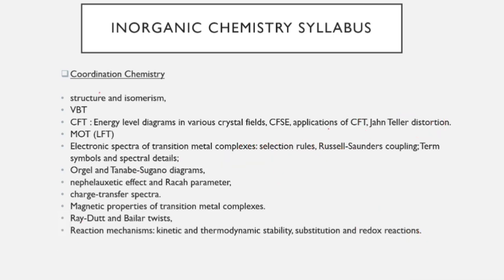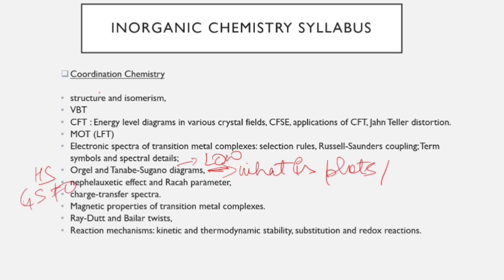Moving further, you have Orgel and Tanabe-Sugano. You should know about the basics, like what are the plots, what you are plotting on X and Y, and you should know what the difference is. Orgel is for high spin, Tanabe-Sugano is for low spin as well. Plus, here the ground state energy is not zero, whereas in Tanabe-Sugano, the ground state orbital energy is taken to be zero. And in Orgel, we don't use any contribution of nephelauxetic effect or Racah parameter. But in Tanabe-Sugano, we are plotting with Racah parameter. So Racah parameter beta is important here.